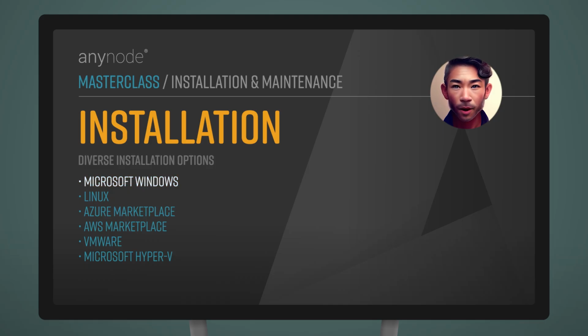In the Microsoft Windows chapter, we will guide you through the installation of anynode on a Microsoft Windows operating system. This includes obtaining the latest installation file, exploring installation options, as well as providing useful information about program paths and uninstallation. The Linux chapter encompasses all steps and commands for installing anynode on a Linux operating system, using Debian 12 as an example.